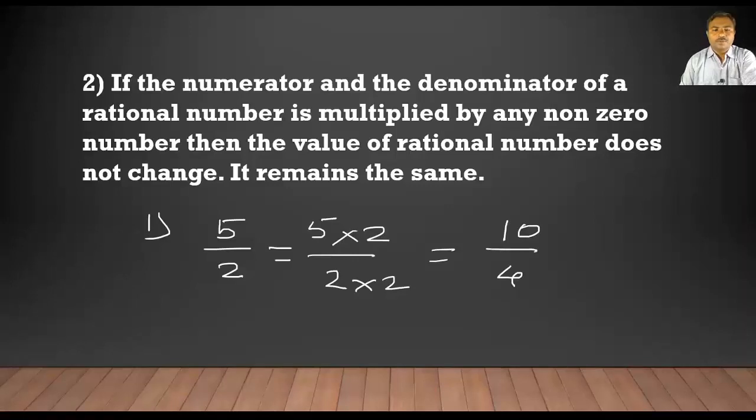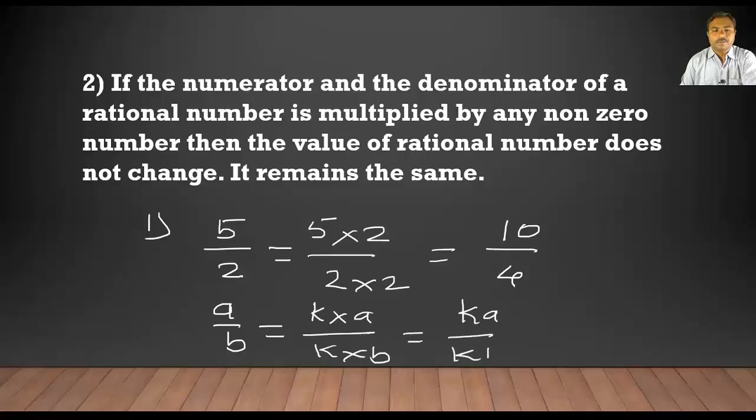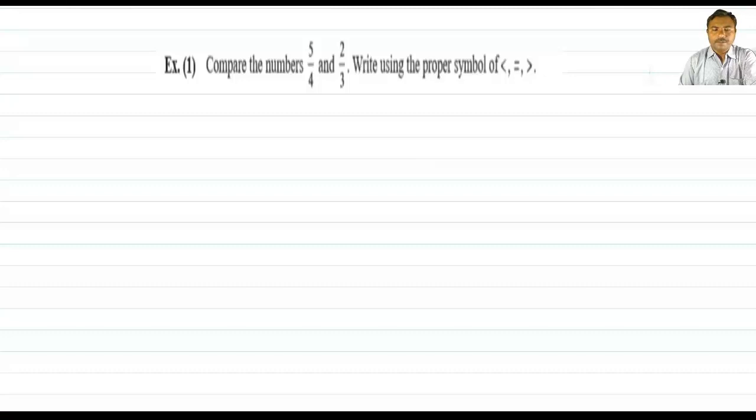From the above example, we can say that a upon b, if we multiply a upon b by any integer k, k multiplied by a upon k multiplied by b, then we get ka upon kb. Here a upon b is equal to ka upon kb. Let us see some examples. Compare the numbers 5 upon 4 and 2 upon 3. Write using the proper sign of less than, equal to, and greater than. Let us solve this example.